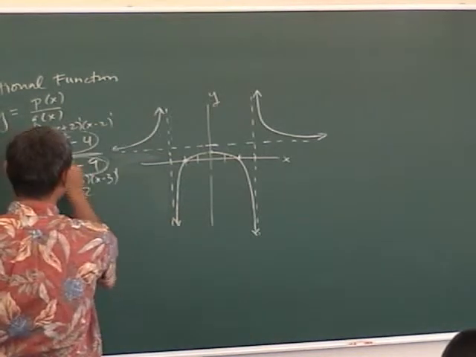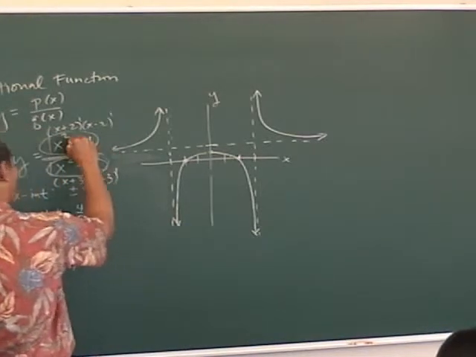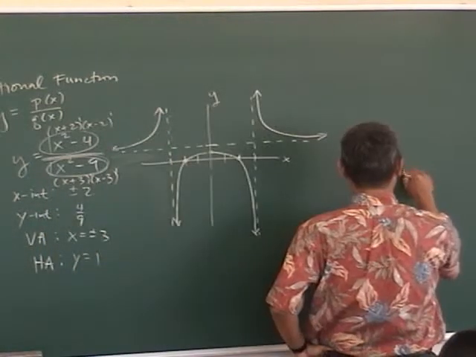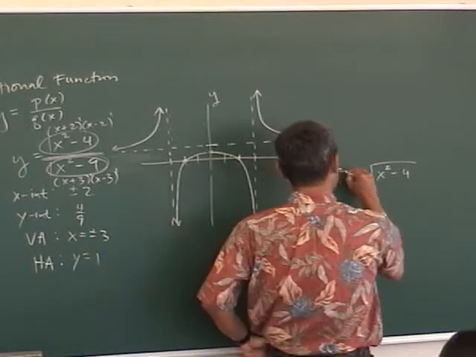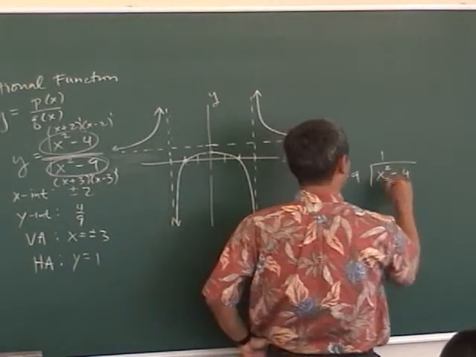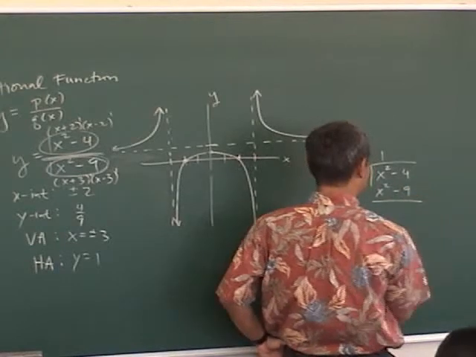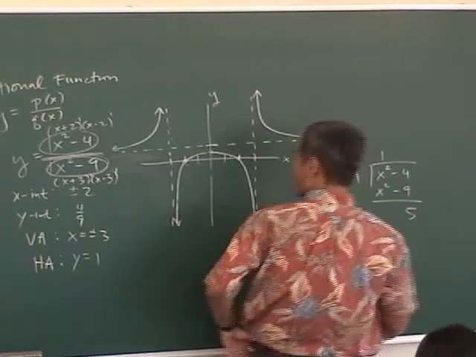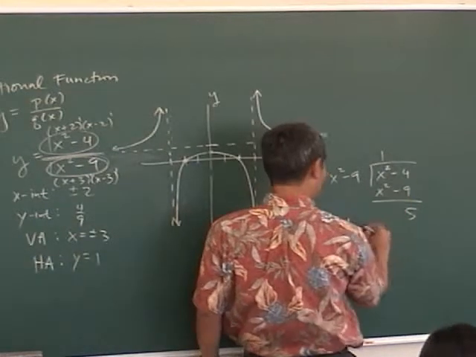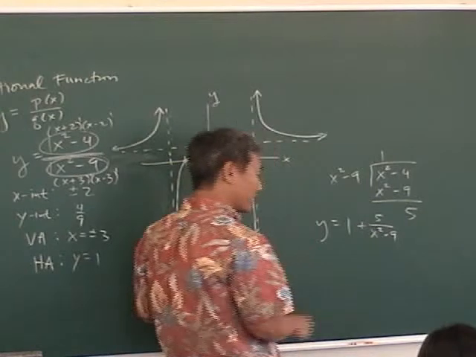What does this bar mean, right here? It means divided by. So what happens when you actually divide that by that? Well, let's do long division. X squared minus 4 divided by x squared minus 9. X squared goes into x squared how many times? 1. Then you multiply that times the divisor, x squared minus 9, subtract. 5. So when you divide this by this, what you actually get is 1, the quotient, plus the remainder over the divisor. That's just writing it in a different form.